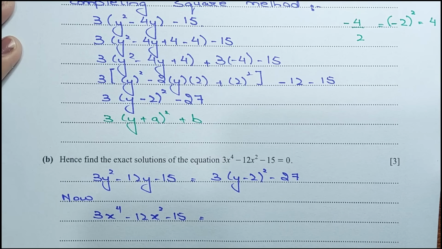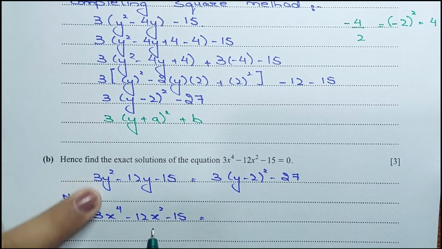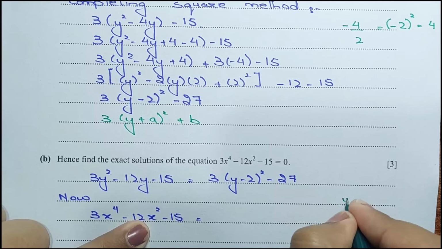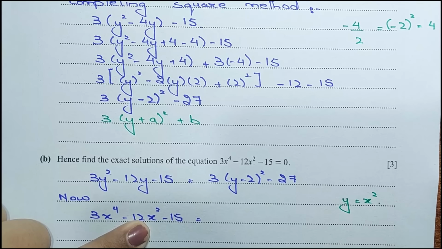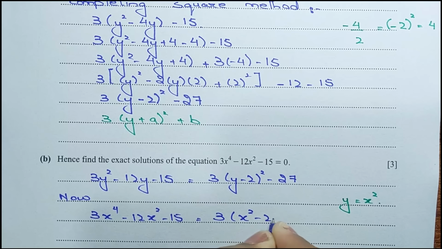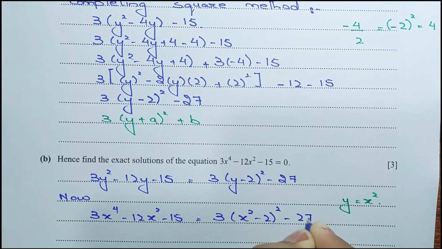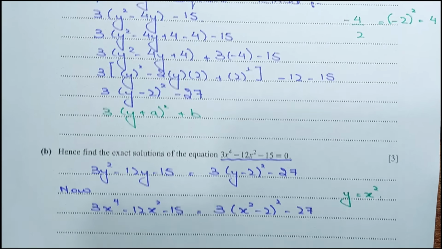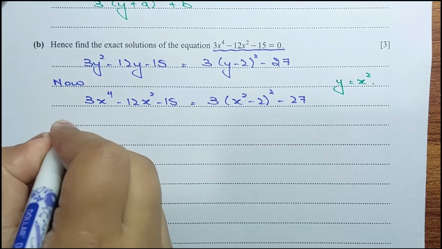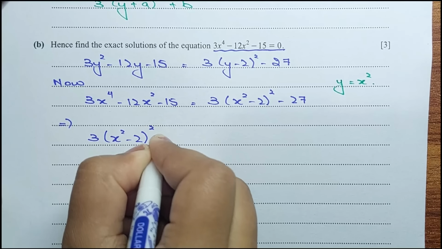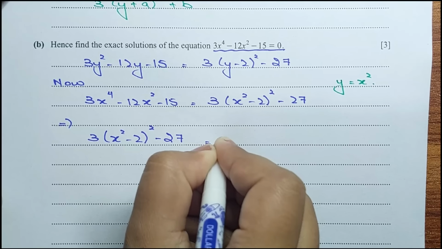Okay, now this means we have y squared equals x squared, or we can say y equals x to the power of 2, right? So this is (3x² − 2)² − 27. We have to solve this and put it equal to 0. Find the exact solutions. Now put this equal to 0: 3 into (x² − 2)² − 27 is equal to 0.